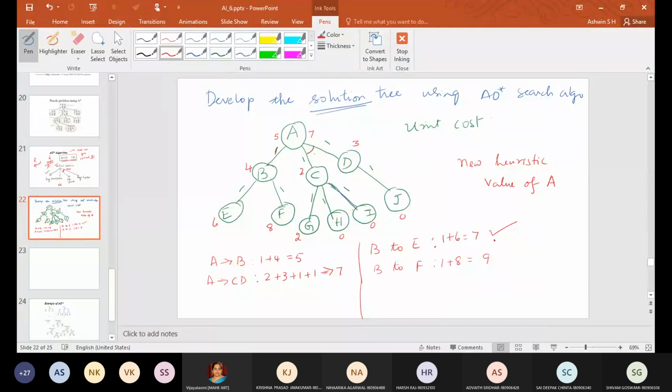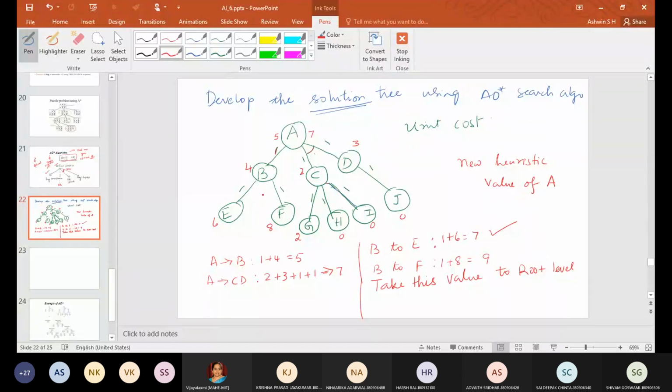Now take this value to root level. Okay, take this value to root level. See here the difference between A star and AO star. Okay. So it is here, it is calculated. So it is now A to B, B to E. Okay. Now you have to calculate back. You have to take this value to root level.